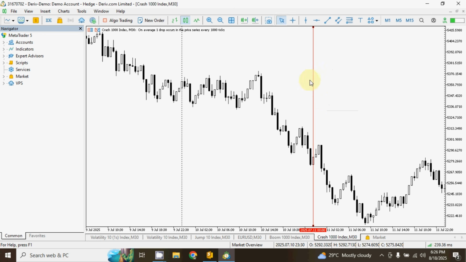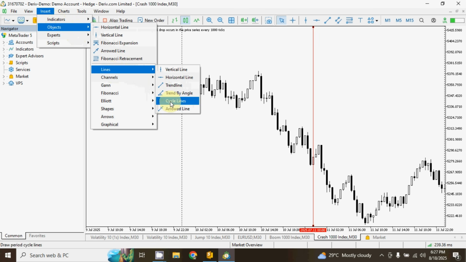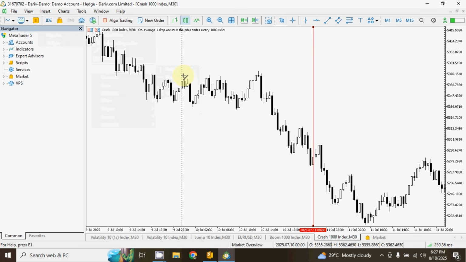The first thing you need to do is to check if the candle for the previous day was bullish or bearish, which means if you check this, it was bearish, because this is a crash asset. For crash assets, the previous day must be bearish. For boom assets, the previous day must be bullish, but this is a crash asset. This is Crash 1000. You have to make sure that the previous day was bearish.